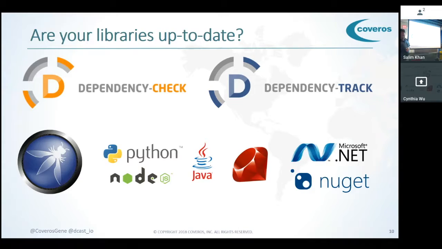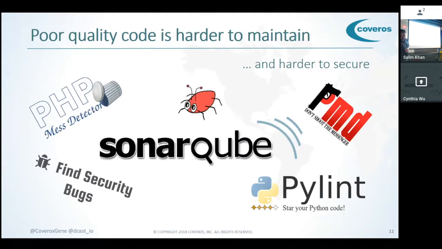All right. Next, look at the quality of your code. Poor quality code is harder to maintain and harder to secure. If you write clean code, if you spend time, like you said, cleaning up your technical debt, you have a lot less things to worry about, right?